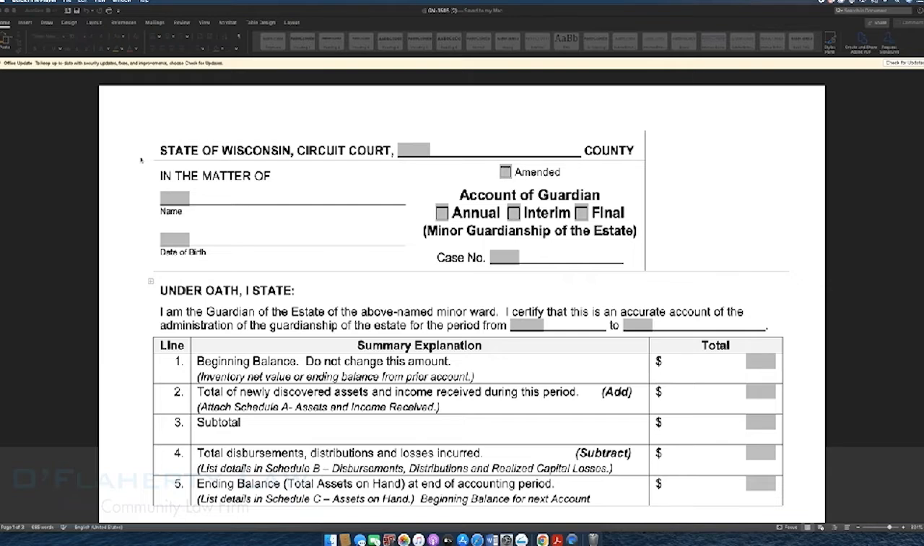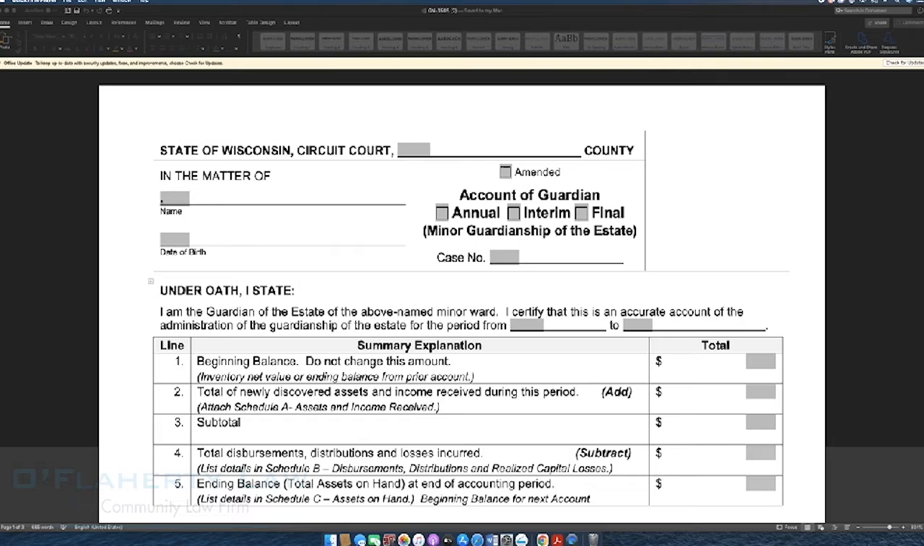Again, it's GN-3505, Account of Guardian, and it's for minor guardianship of the estate because, of course, there are many different types of guardianship. So in the top of the form, you'll see State of Wisconsin, Circuit Court, and then a blank for county. Since you've already been appointed guardian and are filing an account with the court, you should understand that you do it with the same county that the guardianship was entered into.